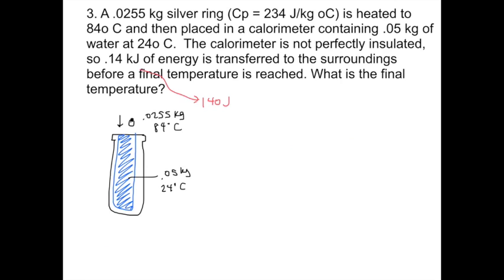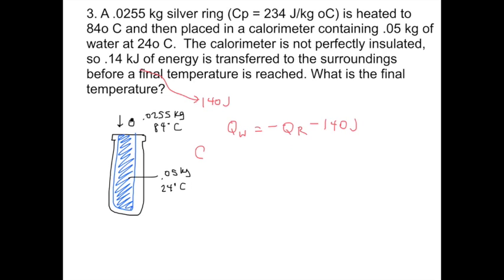is lost. So we'll still set up our equation with the energy gained by the water, which will be equal to the energy lost by the ring. However, since there's this additional energy lost to the surrounding environment, we also need to subtract those 140 joules. Now we're ready to plug in our substitutions.